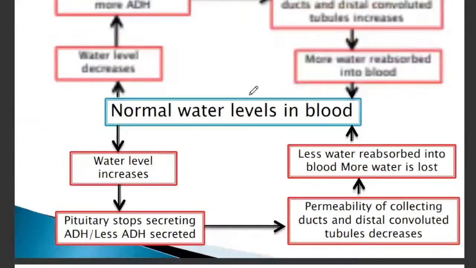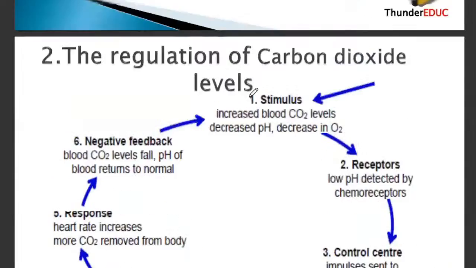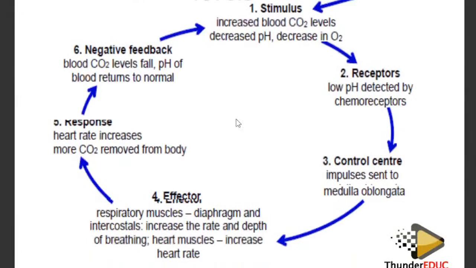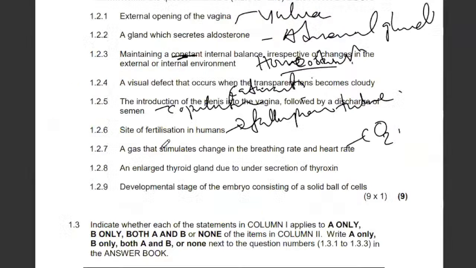Yes, okay, I've passed it. It's here. So this is what they're asking, the gas that will stimulate. Check here. They say the muscles, the diaphragm and the intercostal muscles, the rate of breathing, and the heart muscles will increase, meaning that they're being stimulated. So this is what they are asking you here: the gas that stimulates the change in the breathing.